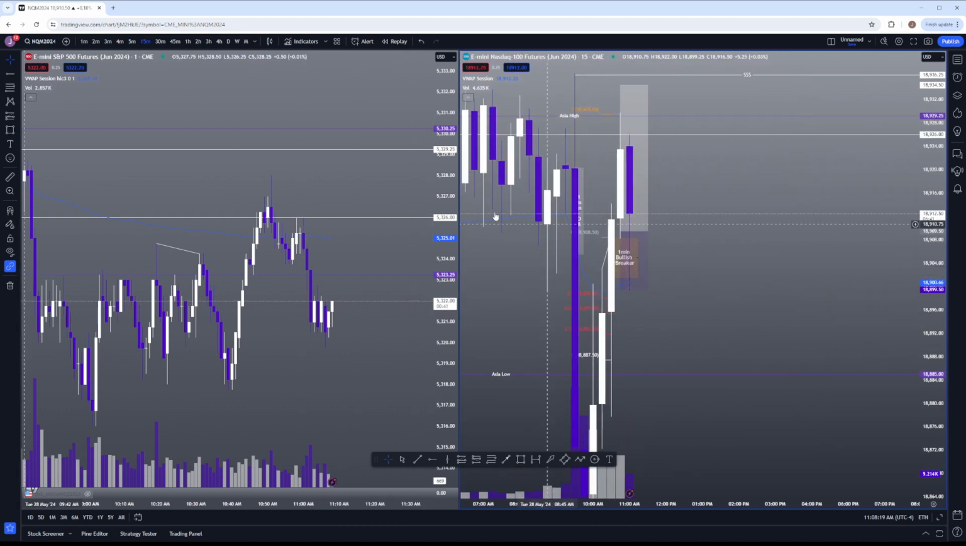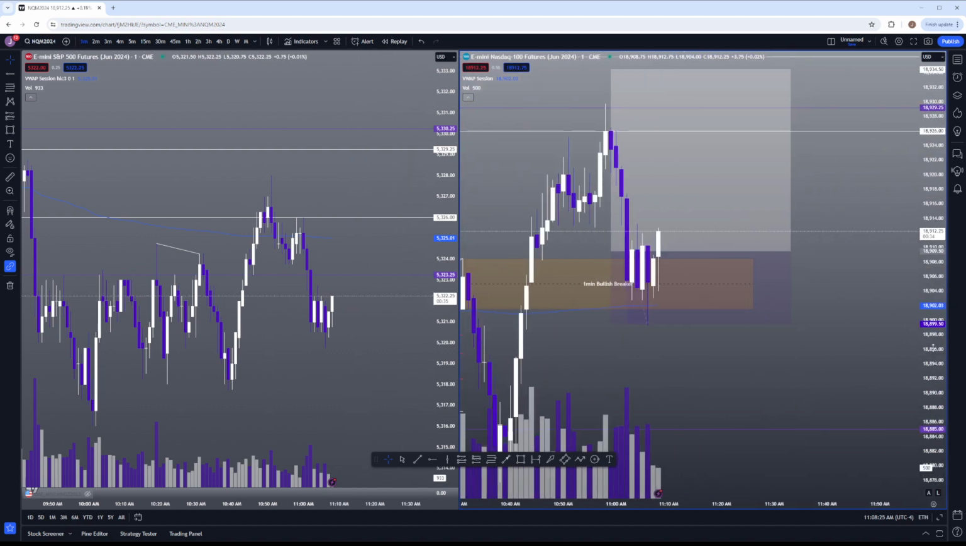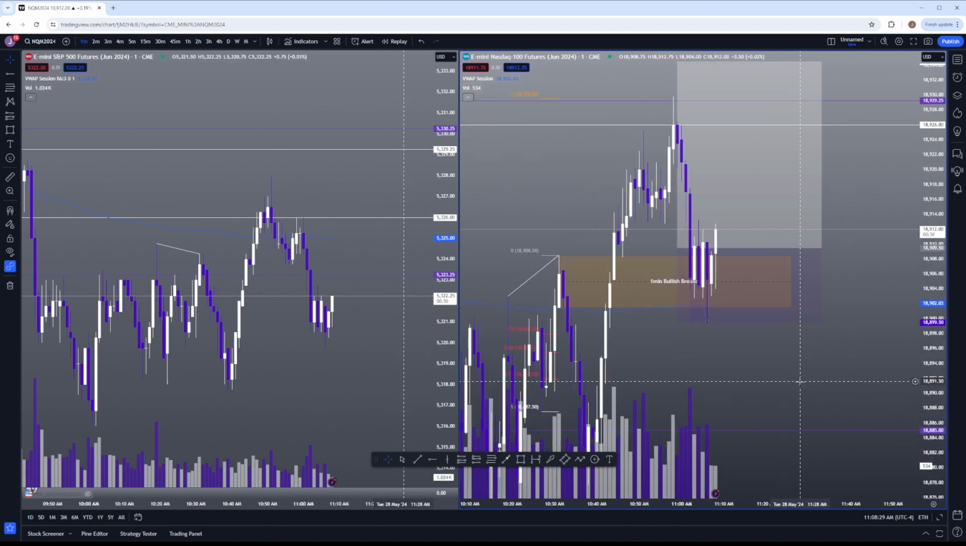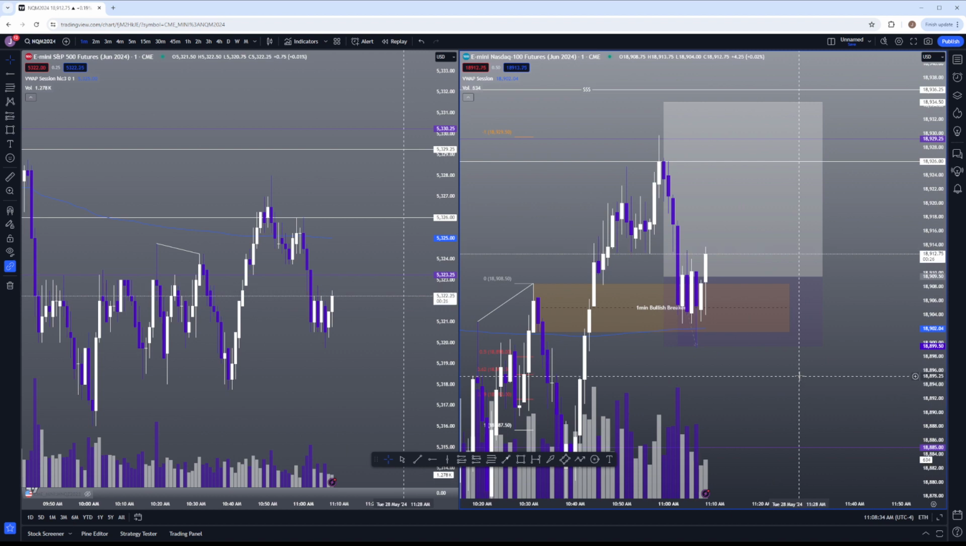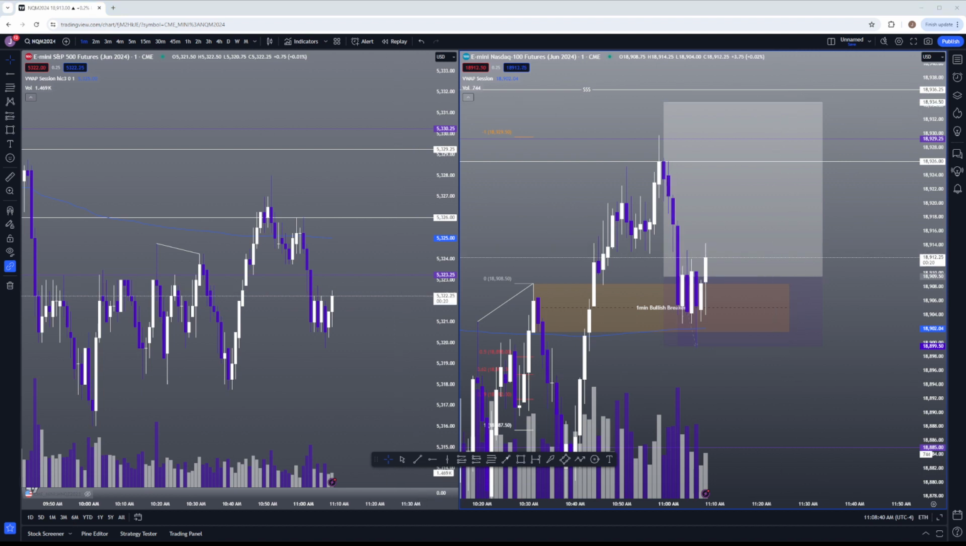Nice bounce off the 15-minute. Don't want to see these longs come in. I have not gotten a re-entry just because we are chopping. These longs still look good to me. Yeah, some people might still be in.